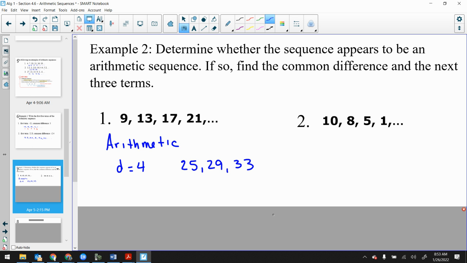Number 2. Is number 2 arithmetic? No. Because look here. I go minus 2, minus 3, minus 4. Is that all the same number? No. See, it's not always adding or subtracting by the same number, where this one was. This was a plus 4, plus 4, plus 4, right? This is minus 2, minus 3, minus 4. Something different. I don't know what it is, but it's something different. It is not arithmetic. Okay? So I don't have to find a common difference or anything.